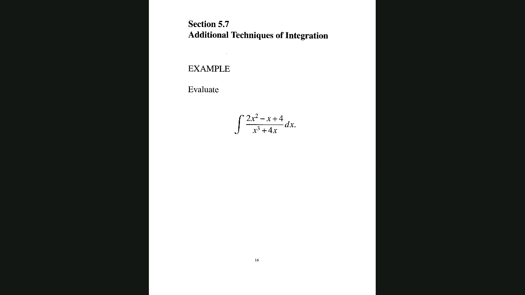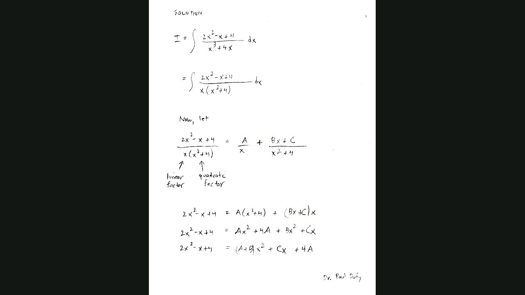So the bottom of the rational function could be factored. X cubed plus 4x could be factored into x times x squared plus 4. And so this product in the denominator consisted of a linear factor, x, and a quadratic factor, x squared plus 4.